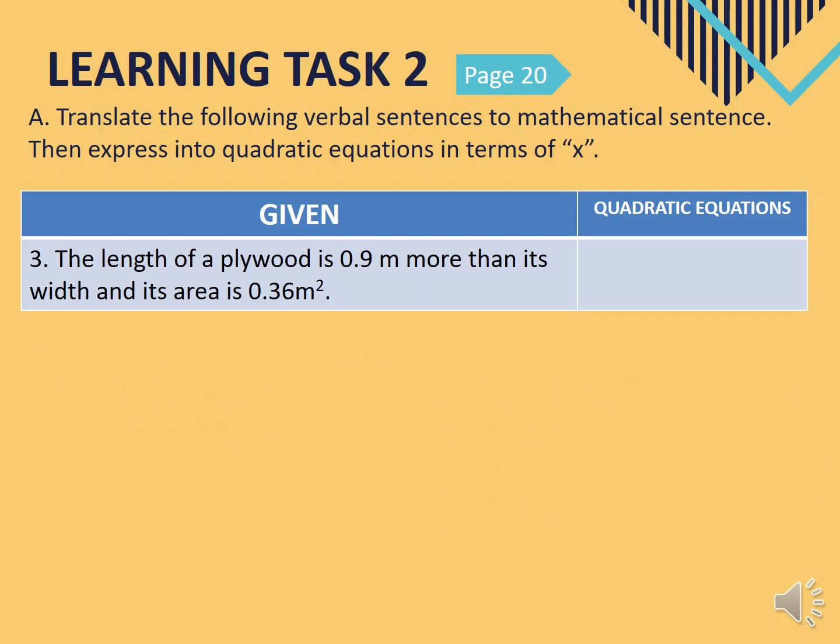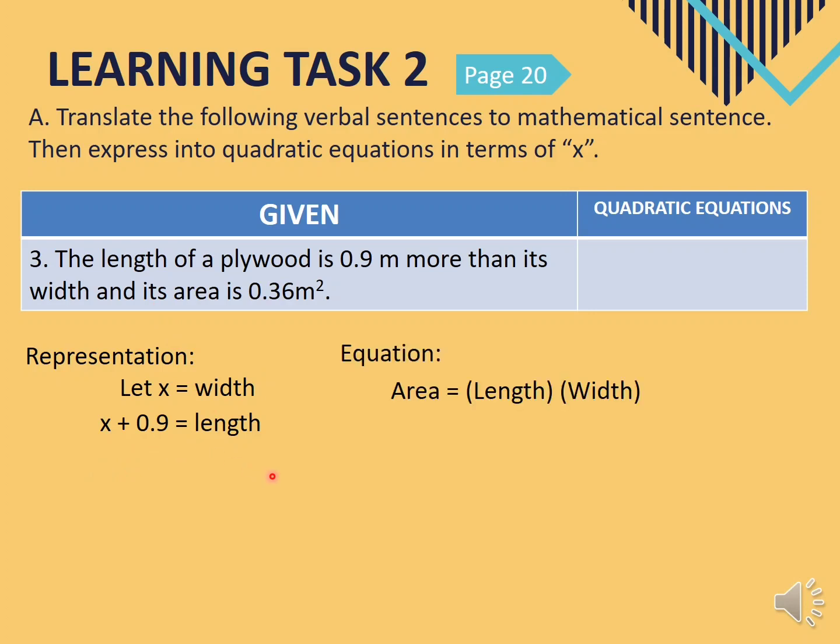Given number 3. The length of the plywood is 0.9 meters more than its width, and its area is 0.36 square meters. So here, ang length ng plywood ay mas mahaba daw ng 0.9 meters sa kanyang width. So therefore, our representation, our x will be the width, and the length will be x plus 0.9.